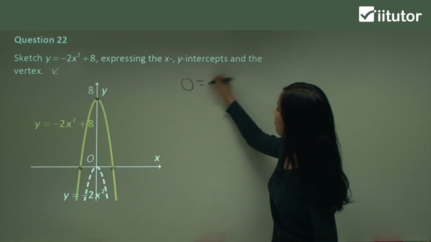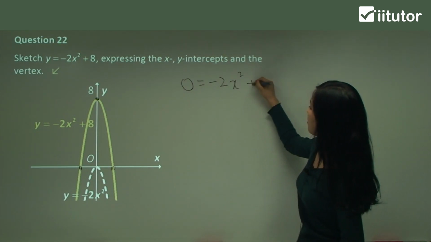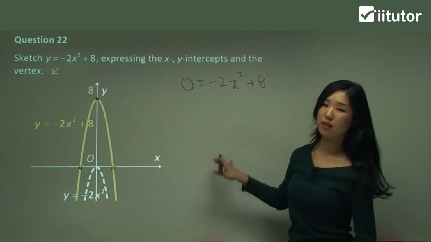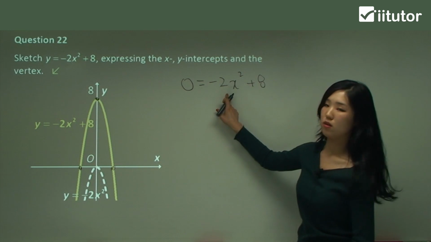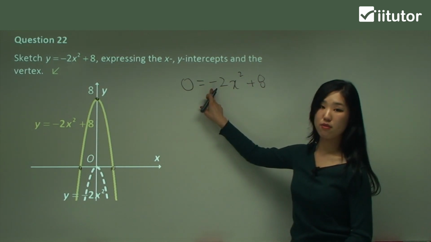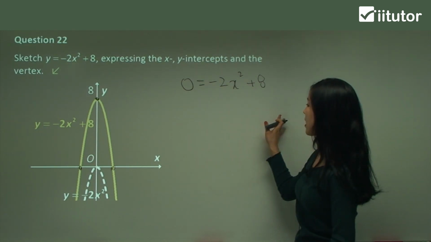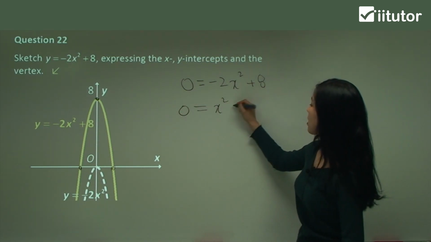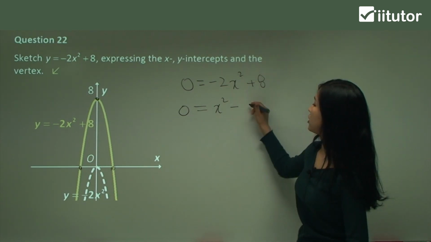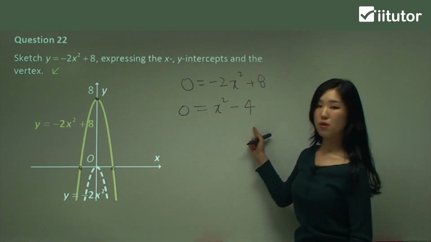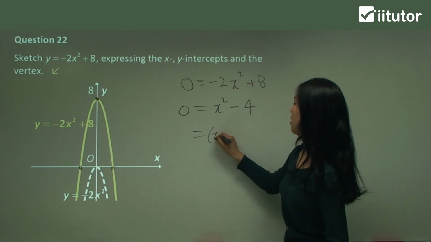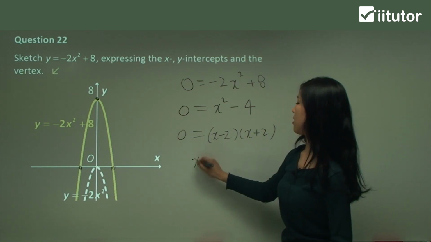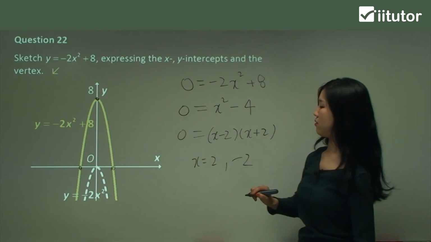y is going to be 0 to find the x-intercept. And then I'm going to divide both sides by negative 2 because negative 2 is common, or 2 is common, and I don't want to have a negative in front of my x squared. So I'm going to divide everything by negative 2. This still remains a 0. This becomes x squared. This becomes a negative, and 8 divided by 2 is simply 4. Same as the previous question, isn't it? x minus 2, x plus 2, equals 0. So x is positive 2, negative 2.